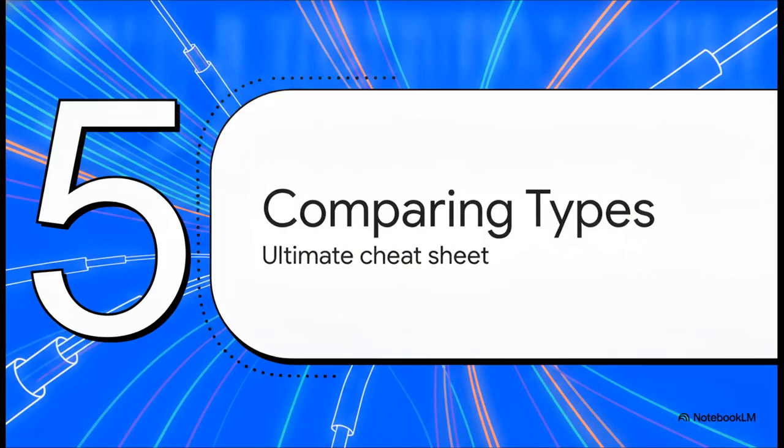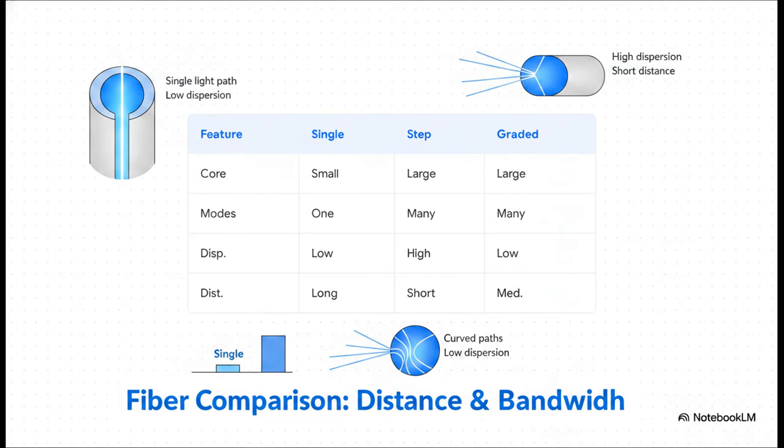Okay, let's bring it all together in Section 5, comparing fiber types. Think of this as your ultimate cheat sheet. Let's see how these three really stack up against each other. Single mode is without a doubt the reigning champ for distance and bandwidth, all thanks to that tiny core and single light path, keeping dispersion extremely low.